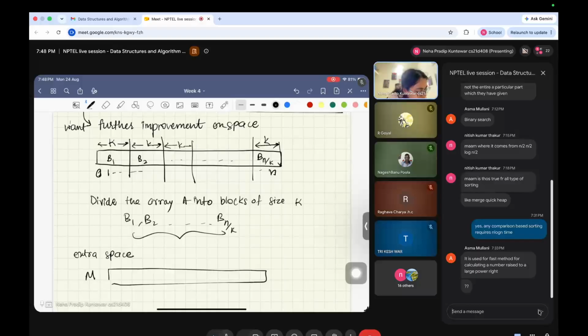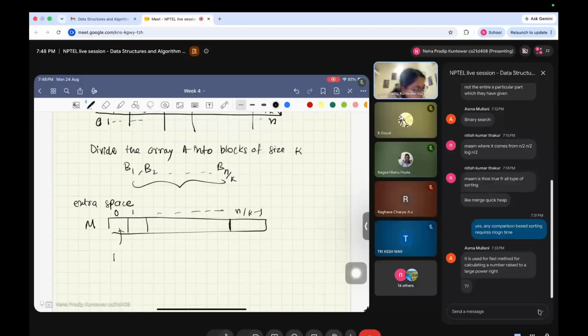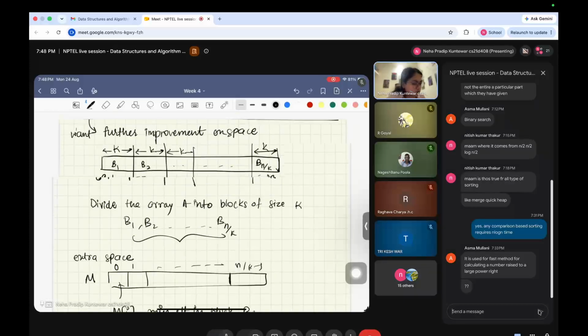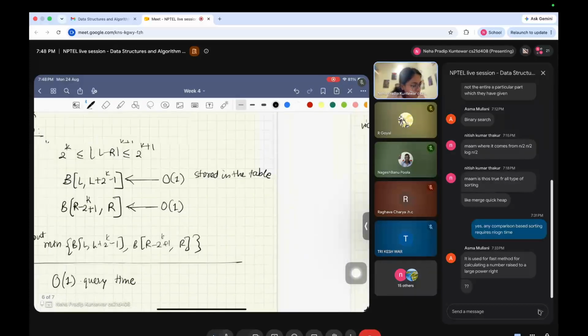It is of size n by k, so 0, 1, up to n by k minus 1, and what it stores is M of i stores the minimum element in block bi.